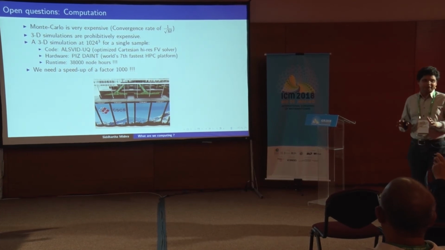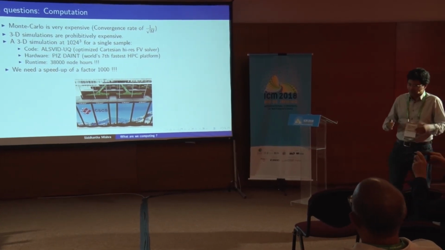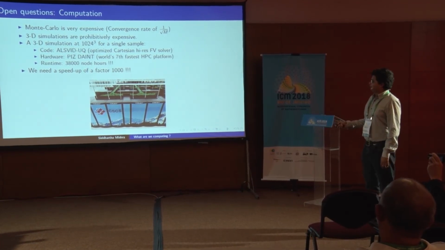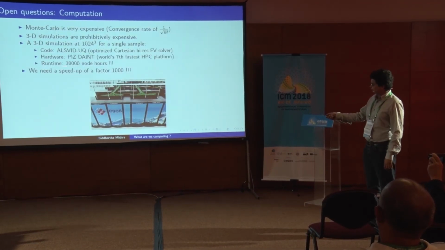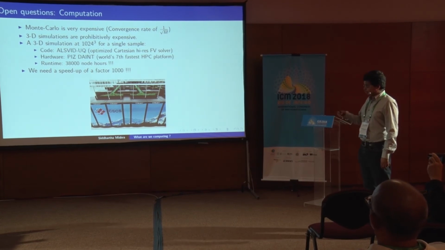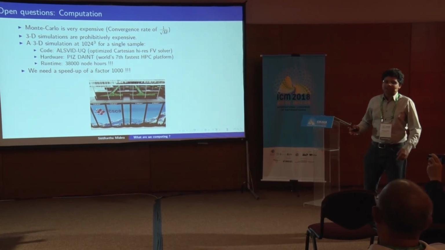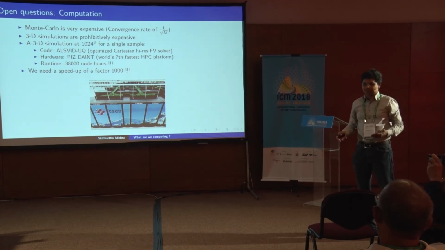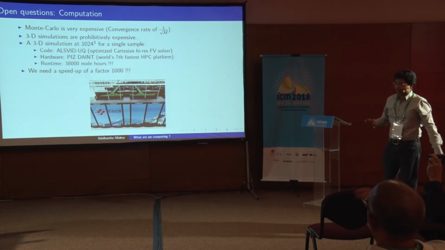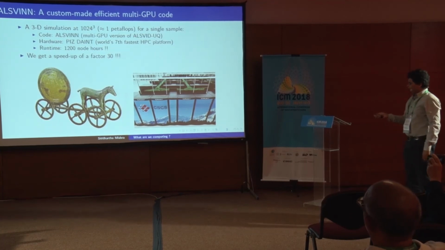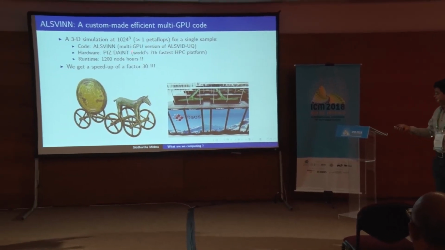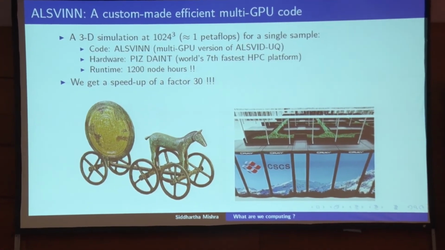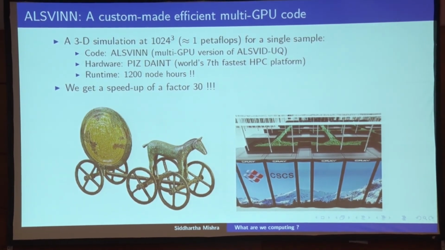This was the challenge that I set myself and my PhD students, that we need to get a factor of 1,000. The first thing we did: one of the reasons why this was so expensive is because modern supercomputing architectures are primarily based on GPUs. GPUs are the ones that give them the high numbers, and CPU code will never do well on them. So we changed it to a complete multi-GPU code, very efficient. It's called Alsvin, named after a figure in Norse mythology.